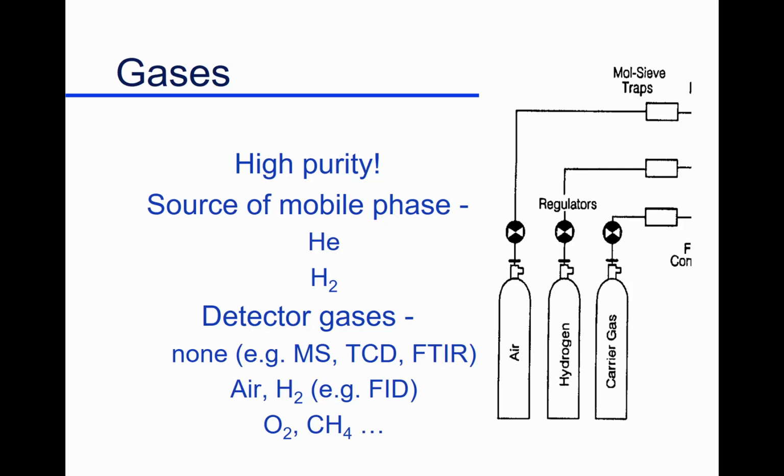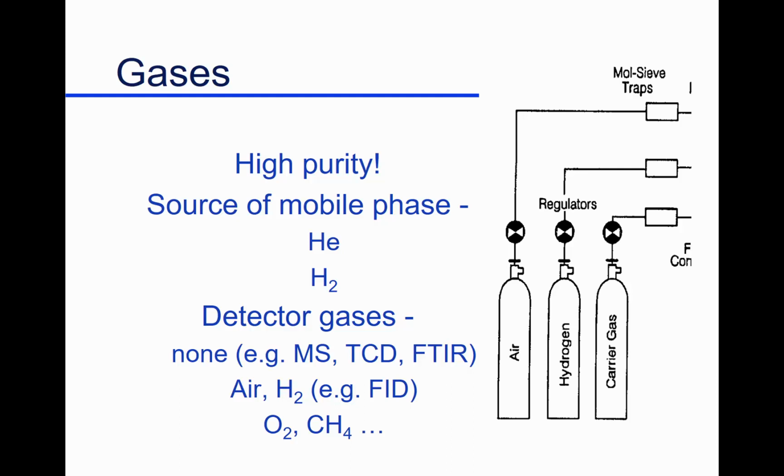Looking at some of the parts, gases. The gases are high purity. We talk about maybe detecting 10 to the minus 14th grams of a compound. 10 to the minus 14th grams isn't much compound. And so we have to make darn sure our gas doesn't contain impurities. Otherwise, what are we going to measure? We're going to measure impurities from our gas. Not a very good deal. So we need a really high purity carrier gas or mobile phase. And that's absolutely essential.